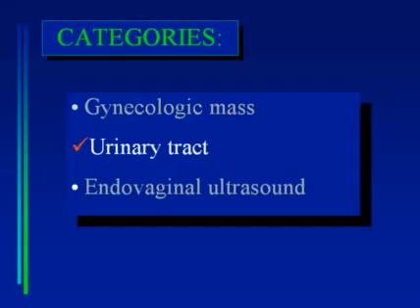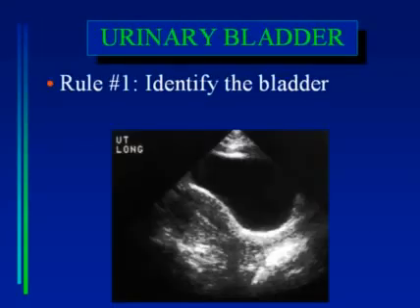Now we'll move on and talk about the urinary tract. At transabdominal ultrasound, often done with a full bladder, I was taught when I was a resident, rule number 1 is to identify the bladder, and that is shown here. I thought that seemed pretty self-obvious. Of course you identify the bladder. It's always the cystic structure that is in the superficial aspect of the scan plane anterior to the uterus.